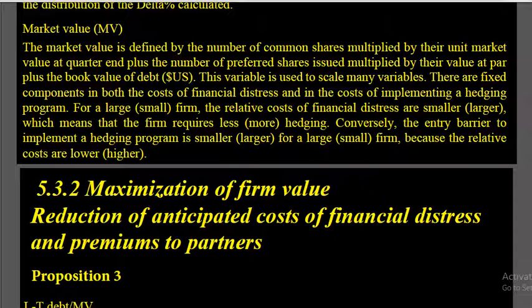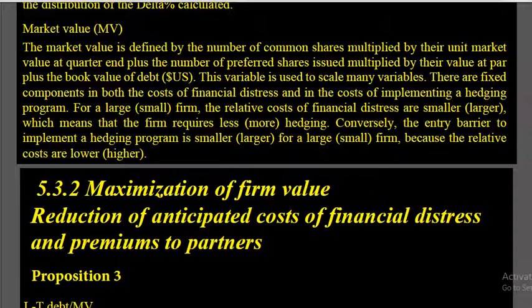For a large firm, the relative costs of financial distress are smaller, which means that the firm requires less hedging. For a small firm, the relative costs of financial distress are larger, which means that the firm requires more hedging. So small firms have larger costs of financial distress, so needing more hedging.